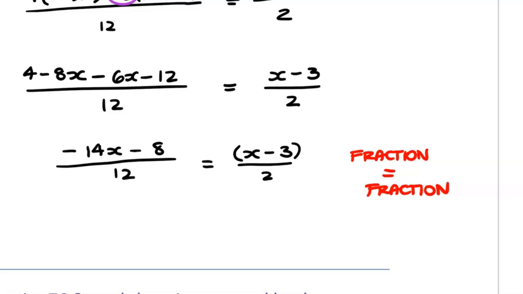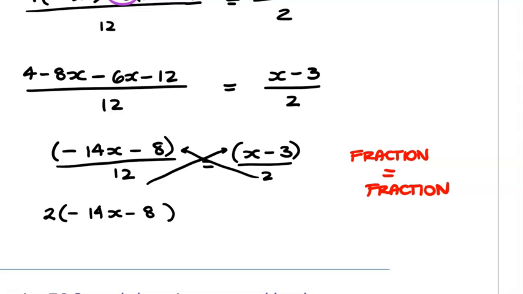Now, in this situation here, we have found ourselves in a pretty exciting predicament. We now have a fraction equal to a fraction. So that means we can use our cross-multiplying technique. So we'll install some brackets here. We're going to multiply this 12 over here, multiply this 2 over here. It's 14x minus 8 equals, and then 12x minus 3.